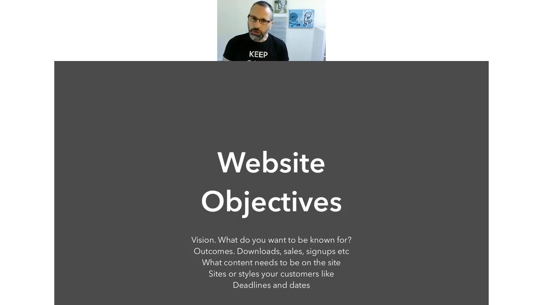So think about what you want to be known for. Think about the outcomes you want from this website. Do you want downloads? Do you want sales? Do you want signups? What do you actually want people to do on the website? And then you start thinking about what content needs to be on there, the sites or styles of designs that you, and more importantly, your customers will like, and then any deadlines and dates. So jotting all of that information down.